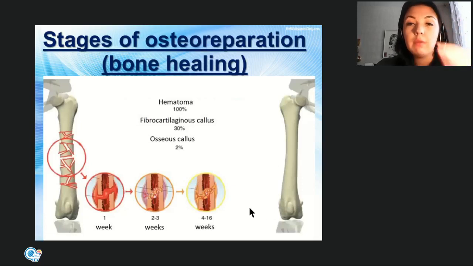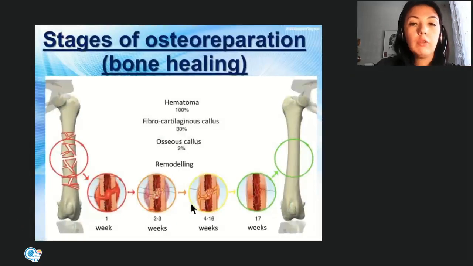That's why usually the minimal time of immobilization in different types of fractures is about 1 month. In children it can be a little bit shorter. In elderly people it is definitely longer, but on average it is about 1 month. And the last stage, that starts from the 17th week after the fracture, is remodeling.